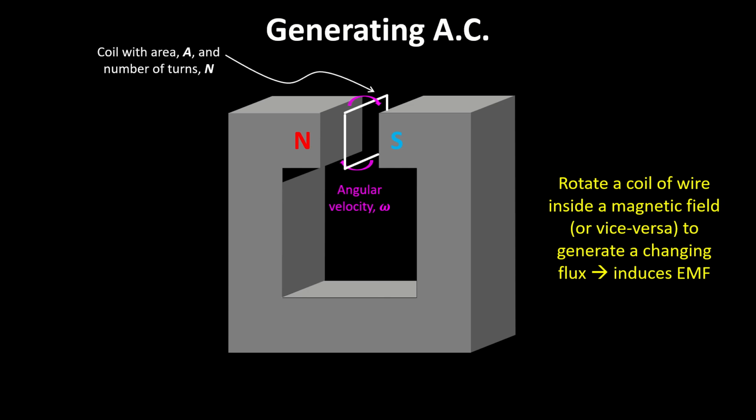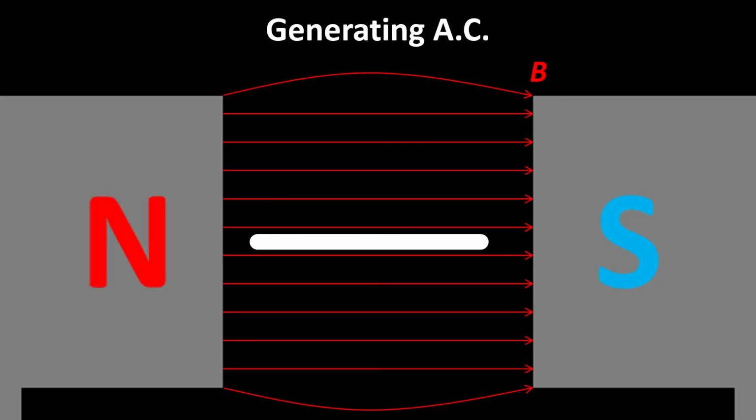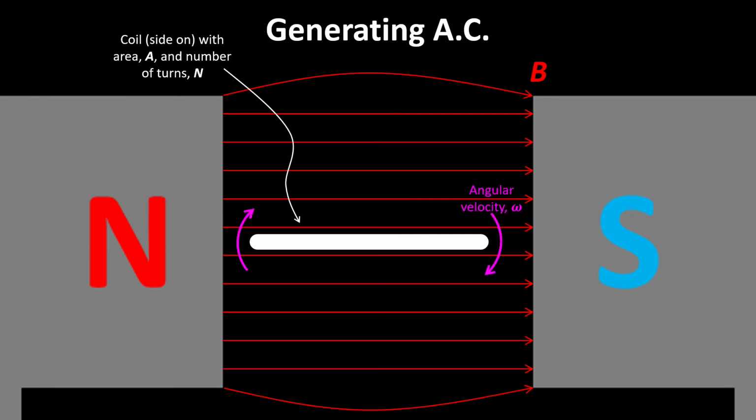So we're going to look at that. If we look at that side on, this is the coil side on, the coil's flat rather than vertical like it was in the other diagram. So we've got the coil side on with the area A and the number of turns N. It's inside a magnetic field with strength B, and it's rotating with an angular velocity omega.